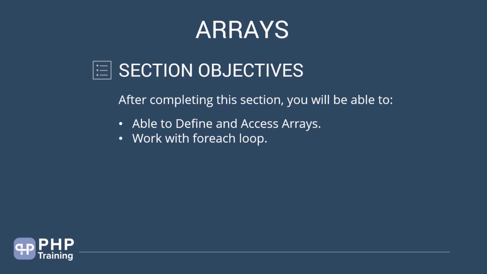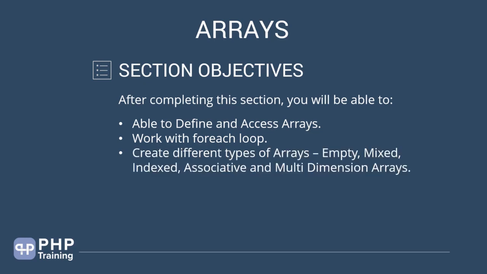Then we'll work with a loop called the foreach loop. The foreach loop is a special loop that is used to access all the elements of an array. Then we'll work with different types of arrays like empty array, mixed array, indexed and associative array, and multi-dimension arrays. We'll work through examples with each of these arrays.